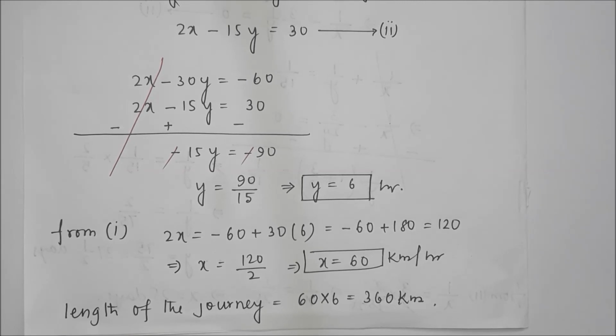So we need to find out the length of the journey. Length is speed into time. Speed is 60, time is 6. So the total journey is 360 km.